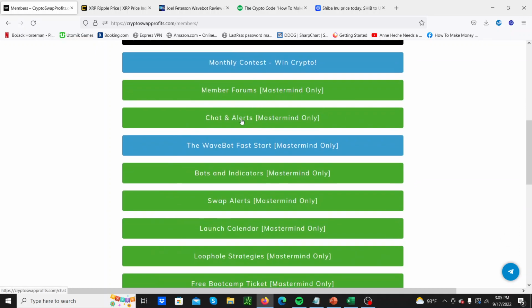There's a lot of really cool things in here that I really, really love, even without the Wavebot, because it's like the new thing. The loophole strategies are really fun. The swap alerts are really good. There are already a whole bunch of bots and indicator stuff available. This is more grid bot stuff though. The Wavebot's a bit different, but people are talking about it in here as well. So you can go in and talk to other people about this. It's not like you're left in the dark. So it's definitely something I really like.